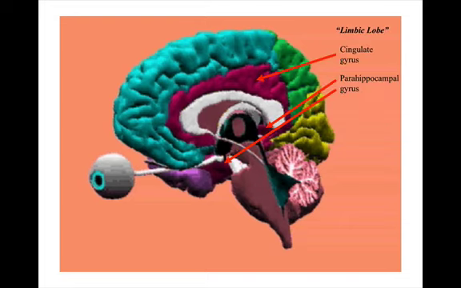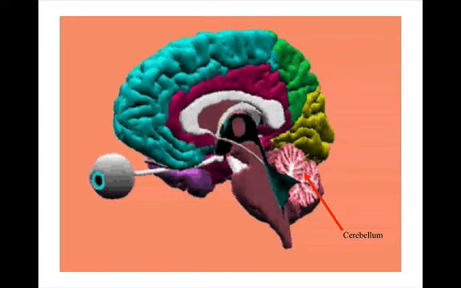You can see most of the limbic lobe, which includes the cingulate gyrus at the top and the parahippocampal gyrus that we saw earlier. And the parahippocampal gyrus in this view is partly hidden behind the brainstem. You can also see the exposed white matter of the cerebellum. The heavy folding of the cerebellar cortex gives the white matter an appearance that has led to it sometimes being called the tree of life.